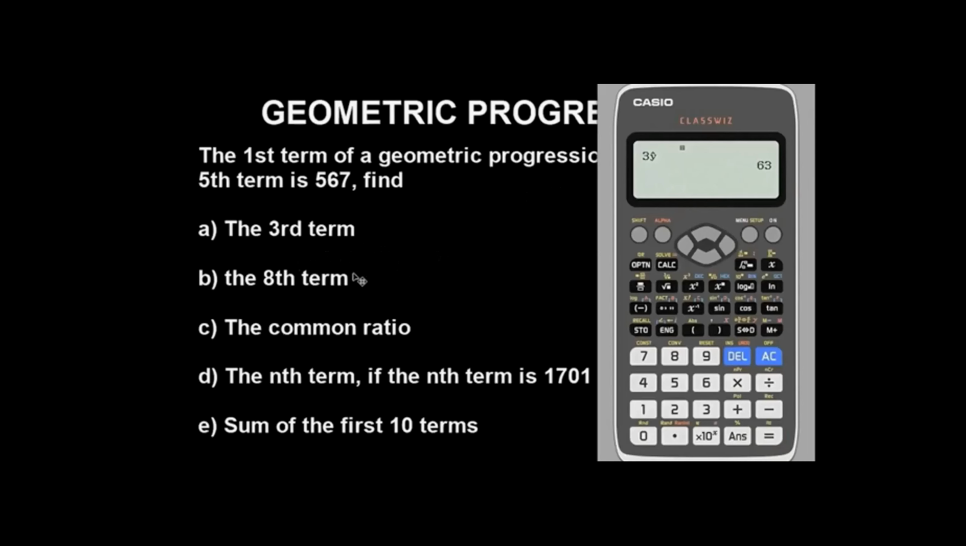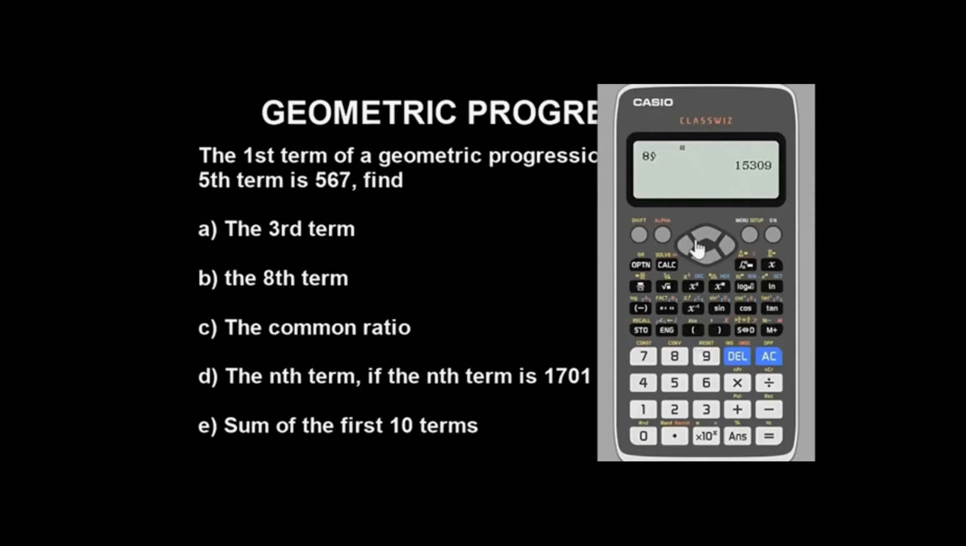Now for the eighth term, same thing. All you simply have to do is come and press this button, go to display, remove this 3, delete it and put 8, and get the eighth term. It's as simple as that, guys. The eighth term here is 15,309.